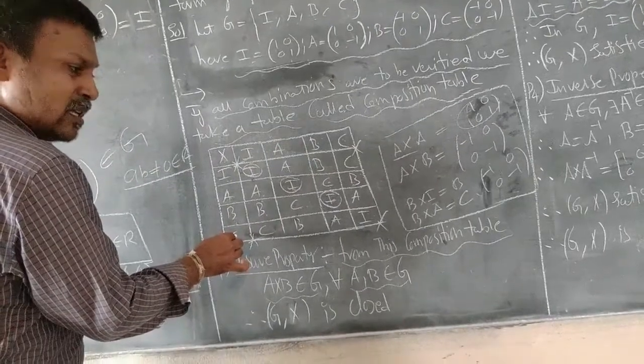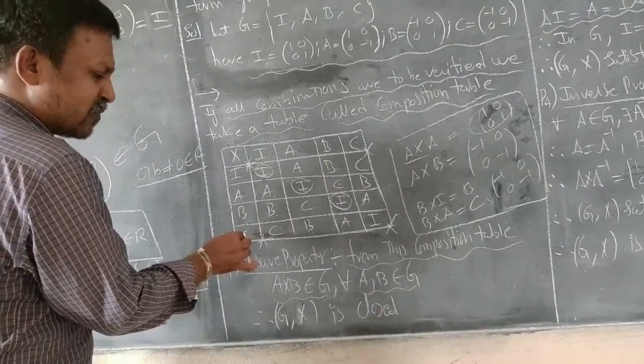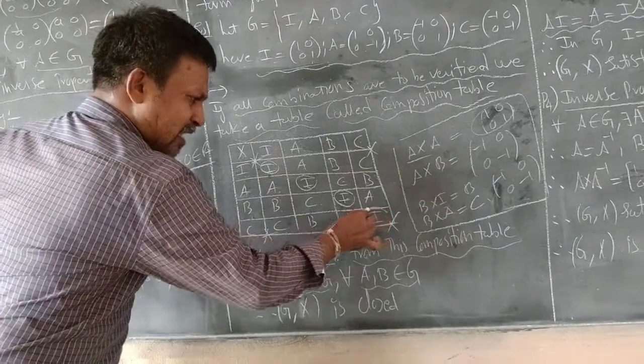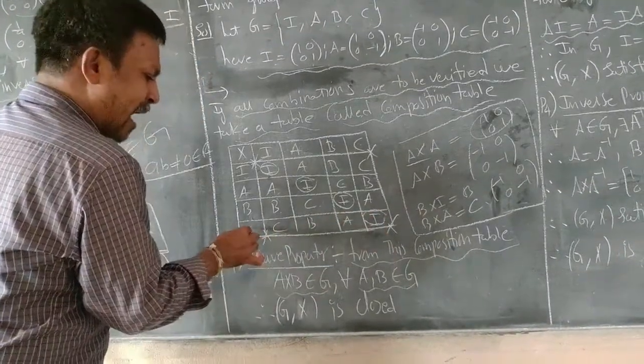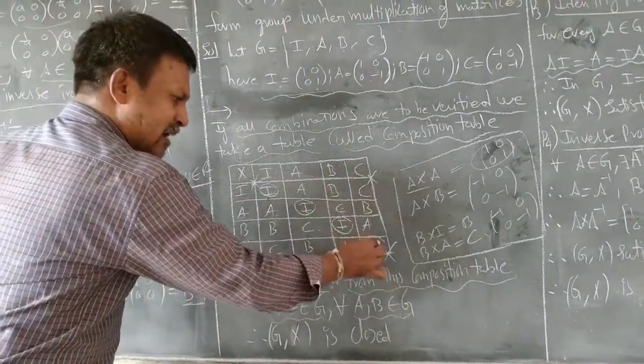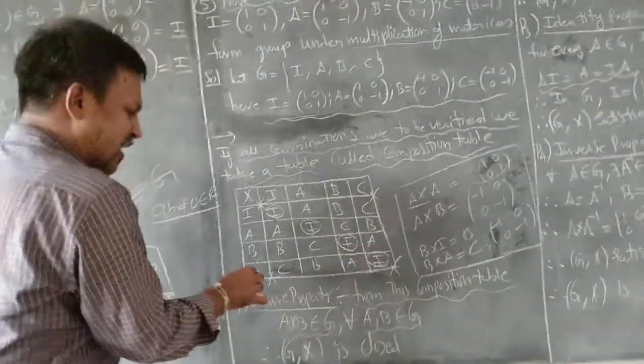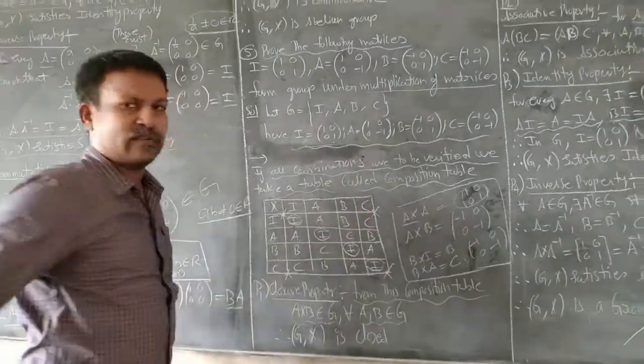Next I am going to the C row. So in the row of matrix C, here I is present. So if I multiply matrix C with C, the resultant matrix is I. Therefore, inverse of C is C itself.